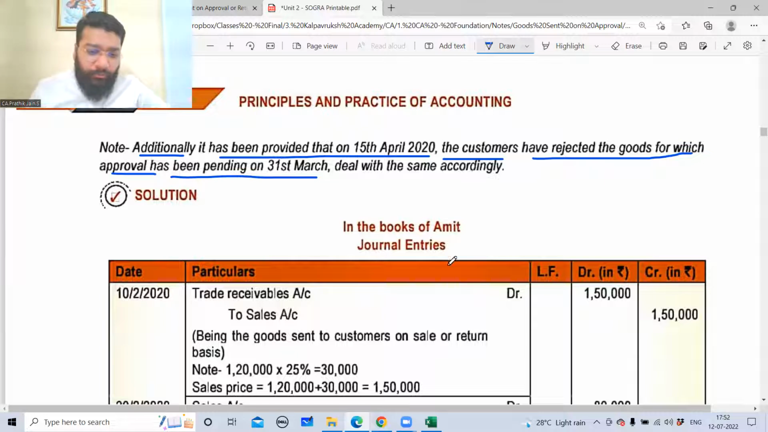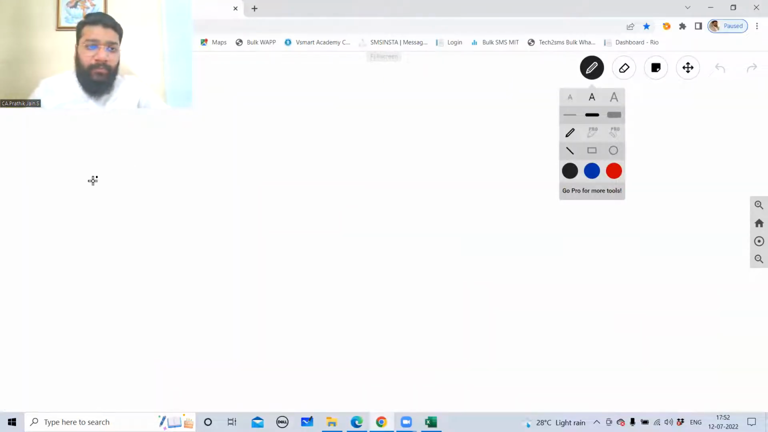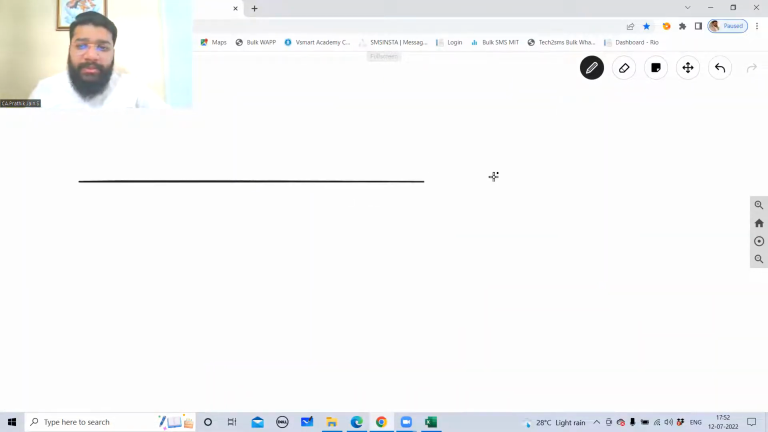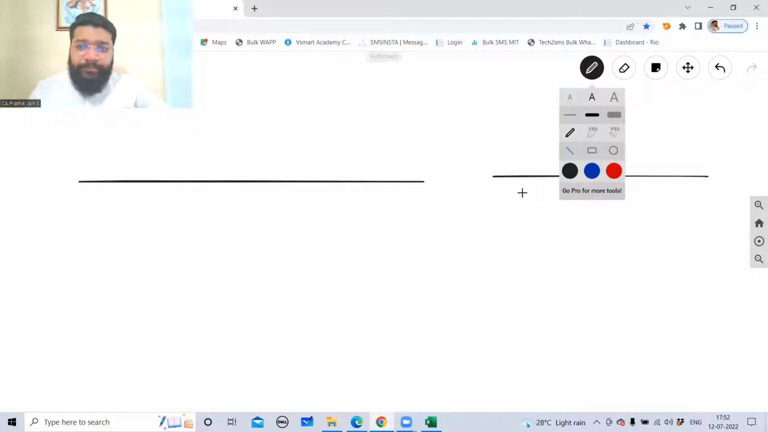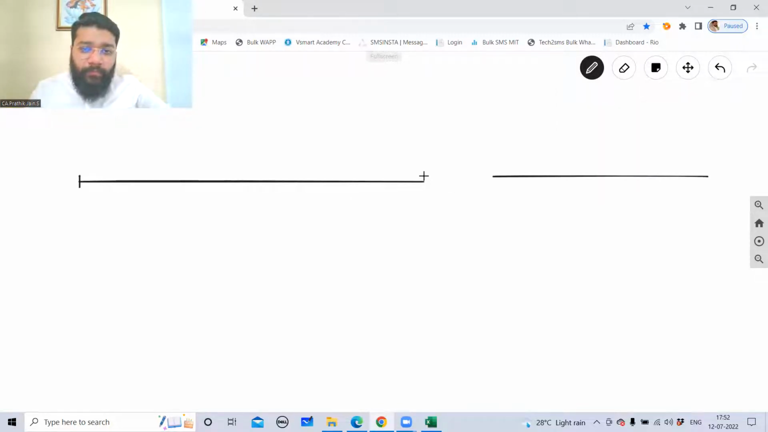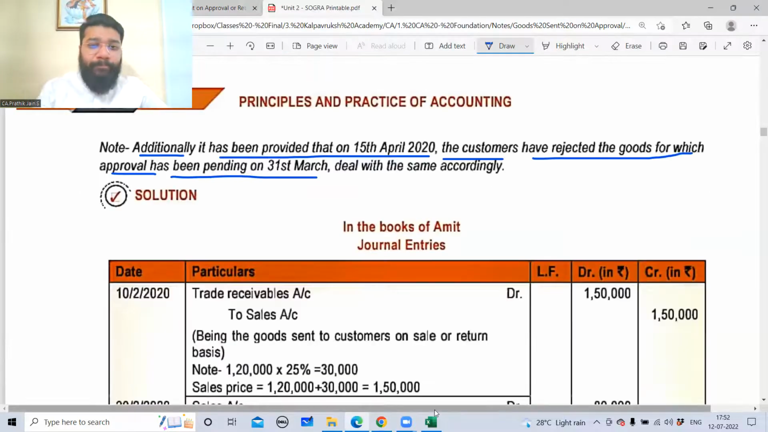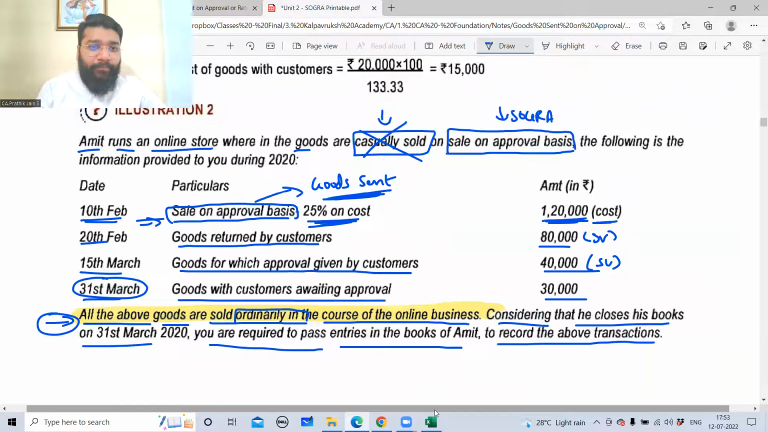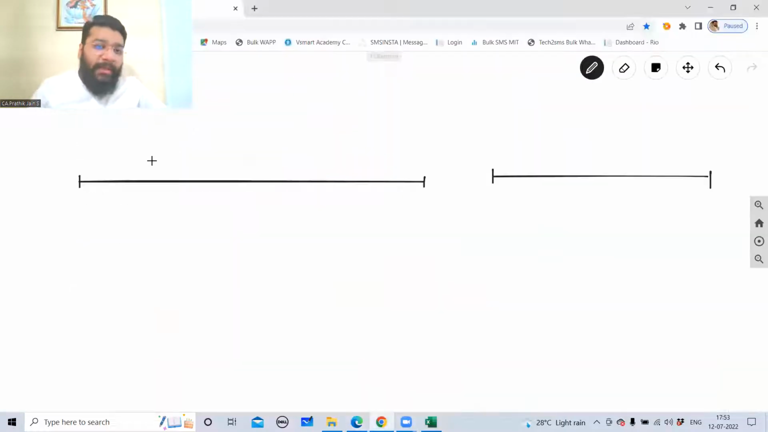Now, what are you supposed to do? So let's understand the question, guys, first. This is one financial year. This is another financial year. So which financial year are we currently in? It is 31st March 2020 now. So we are in financial year 19-20, and the next financial year is 2021.